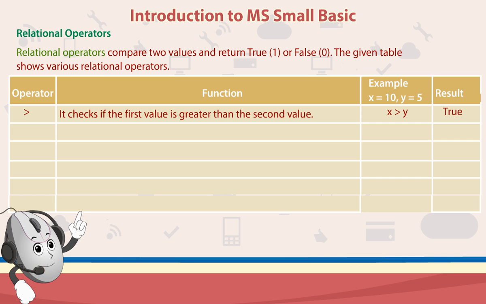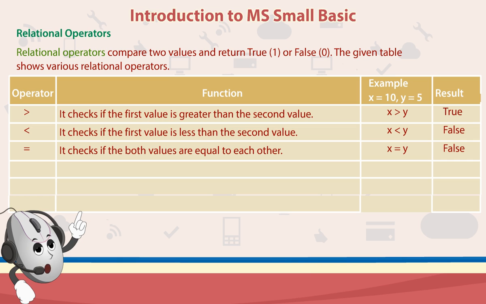x is greater than y: true. Less than: it checks if the first value is less than the second value. x is less than y: false. Equal to: it checks if both values are equal to each other. x is equal to y: false. Greater than or equal to.